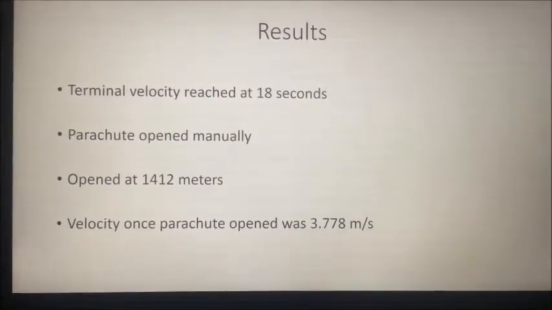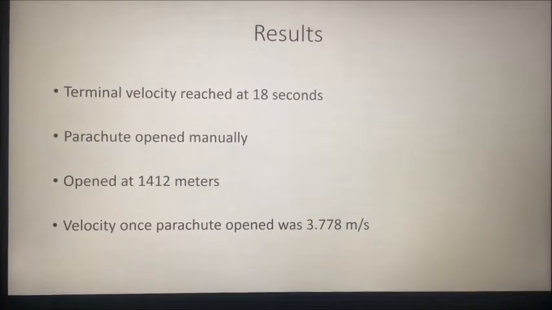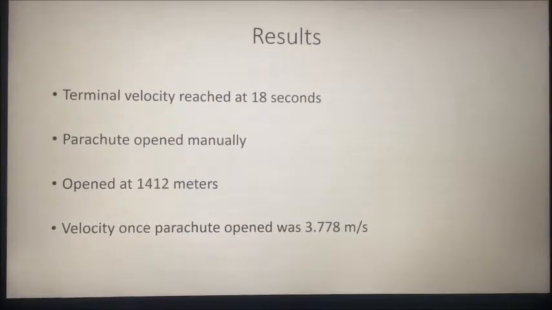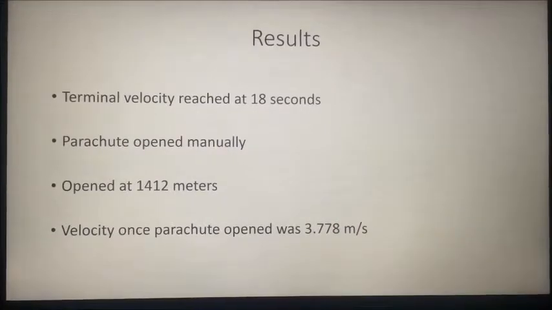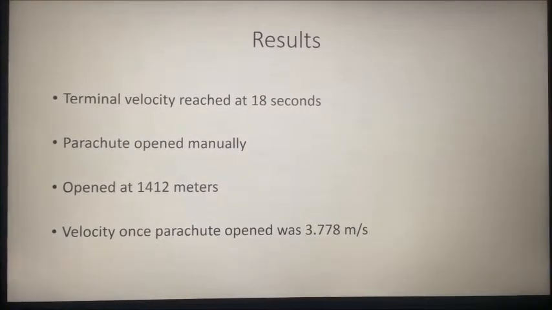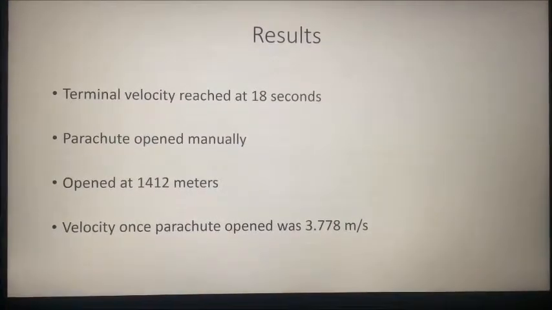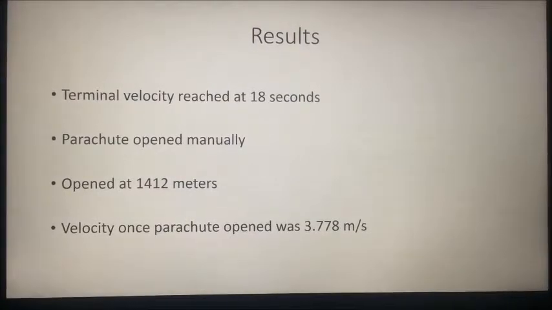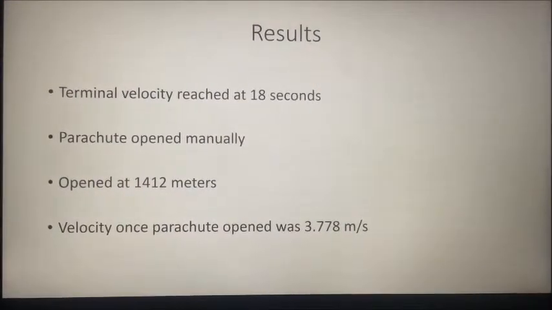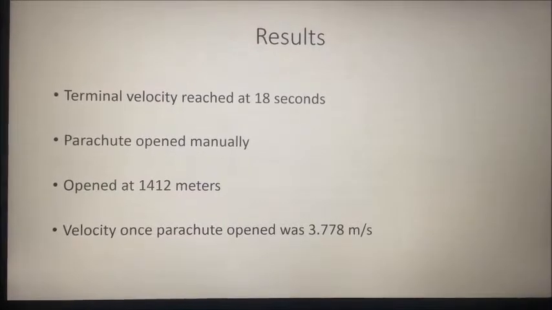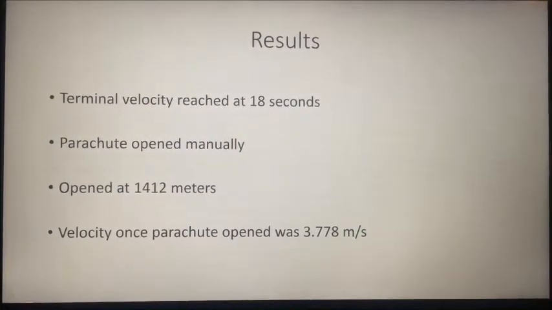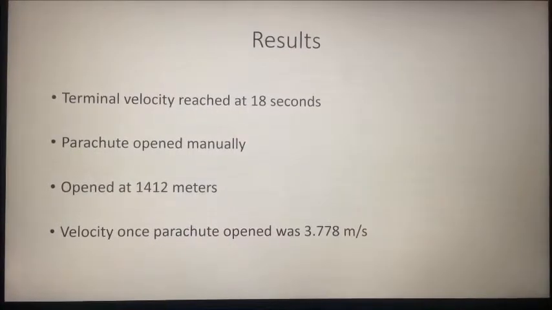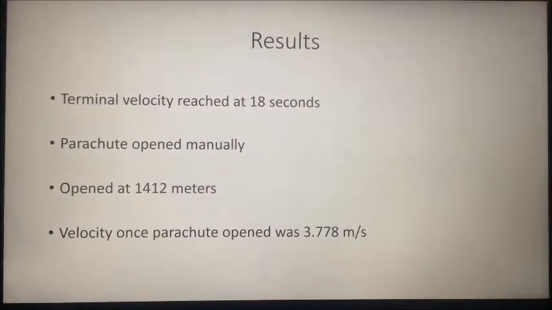Once the desired numbers were entered into the program, the result was that the skydiver manually opened the parachute at a height of 1,412 meters, using a time increment of 0.2 seconds. Terminal velocity, while the parachute was closed, was reached after 18 seconds of freefall. The velocity of the skydiver initially starts at 0 and then increases until reaching terminal velocity. Once the parachute opens, the velocity instantly slows to 3.778 meters per second.